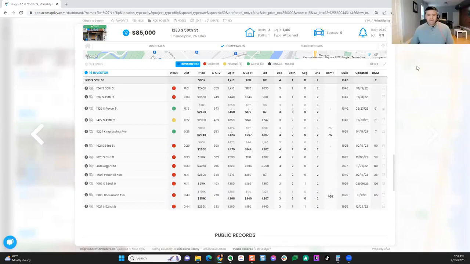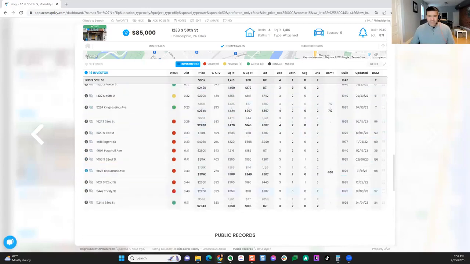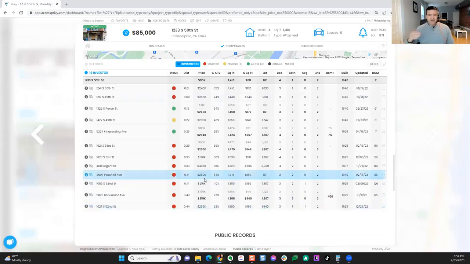Yep. So here's one other deal I just wanted to show you guys. This one you can buy for 85 grand. And then look, there's 1, 2, 3, 4 flips in the neighborhood. So remember, I wanted you to target these high investor activity areas because it increases the chances that you're going to have a flipped property.